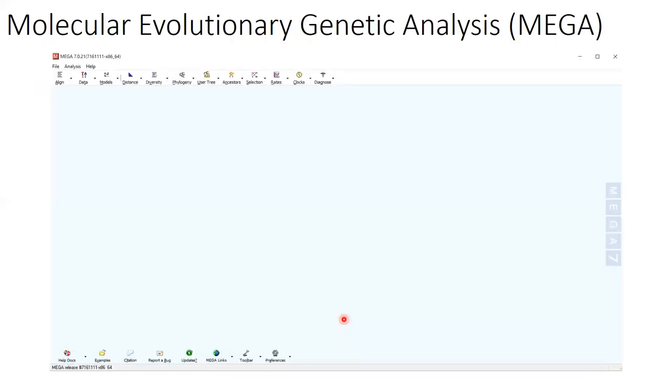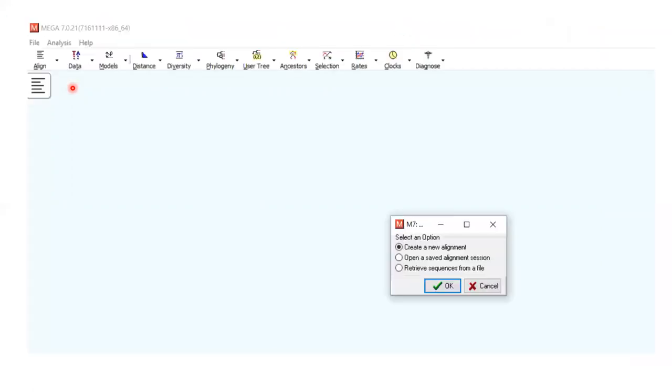So this is how MEGA 7 looks. Here you can start from here. If you want to construct a phylogenetic tree, just click this align portion, and it will give you an option for sequence alignment. You can select whether you want to create a new alignment, you have already aligned and saved it, or you want to retrieve sequences from some file. So we shall go with creation of a new alignment.